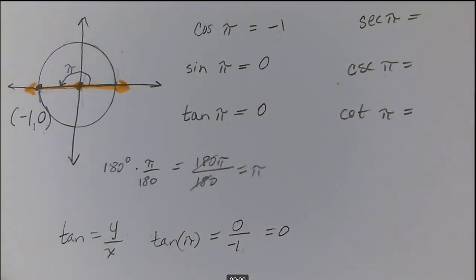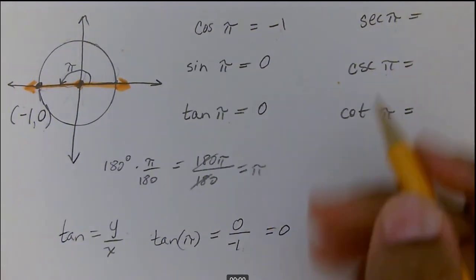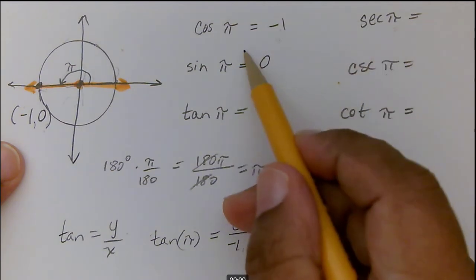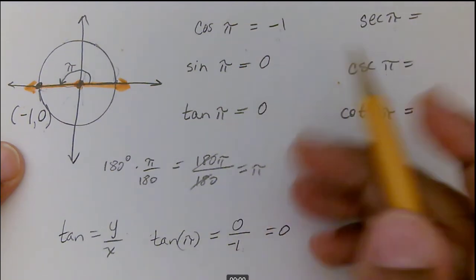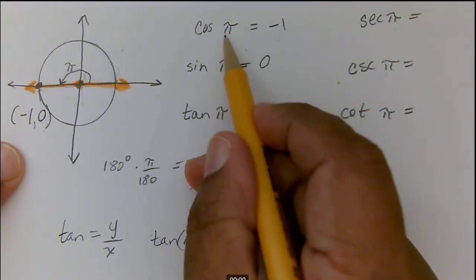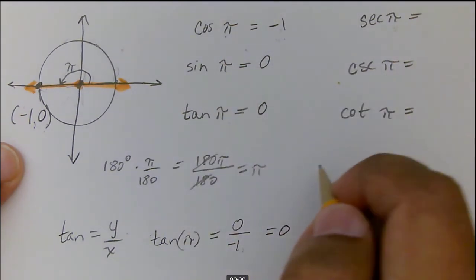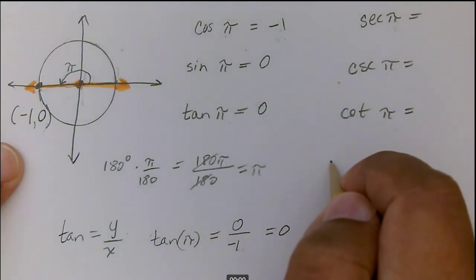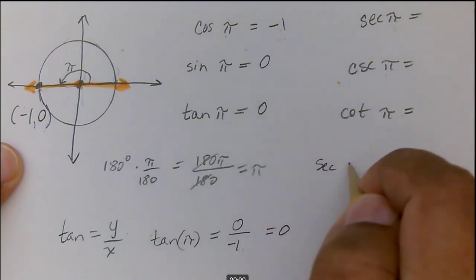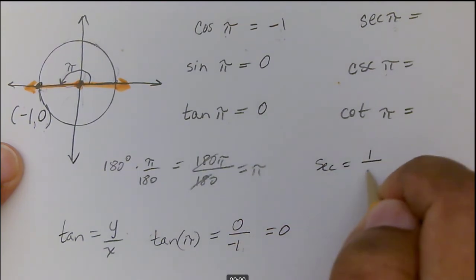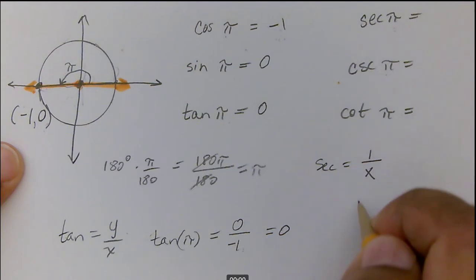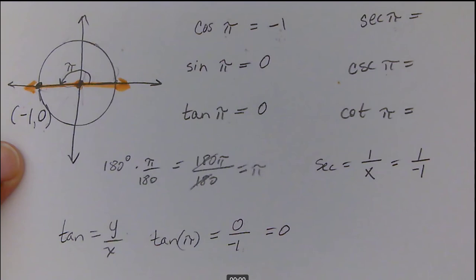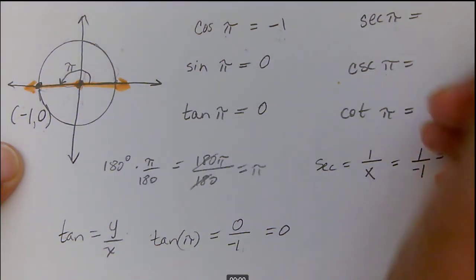Now we're going to go to the reciprocal functions. How do these change? If we talk about the reciprocal of the cosine, the secant, the cosine is negative 1. I'm going to say the secant is equal to 1 over the x value, because it's the reciprocal, which is equal to 1 over the negative 1 value of x. It's just going to equal negative 1. Now, they're both going to be the same.